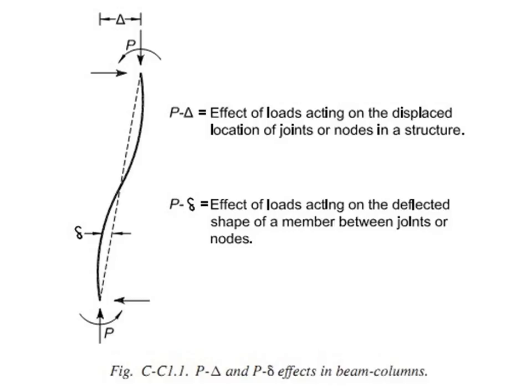This happens to be a column in the side sway mode, and the illustration shows both P big delta effects, that's the additional displacements of points of intersection of members at the connections, and P little delta effects. These are due to the deformations of members between their points of intersection, the changes in curvature.